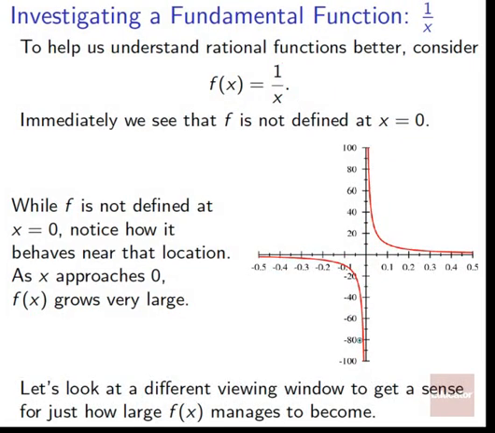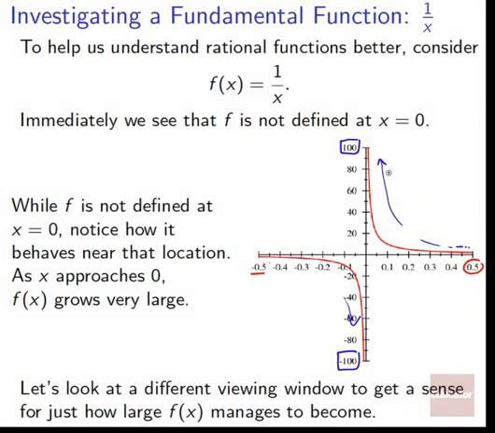Let's look at a different viewing window to get a sense for just how large f of x manages to become, right? If we look at a very small x width, only going from negative 0.5 to positive 0.5, we manage to see a very large amount that we move vertically. As we come from the left, we manage to go from near 0 all the way to negative 100 on this window. And we can go from near 0 all the way up to positive 100 on this window. And in fact, it will keep going. It just keeps shooting up.